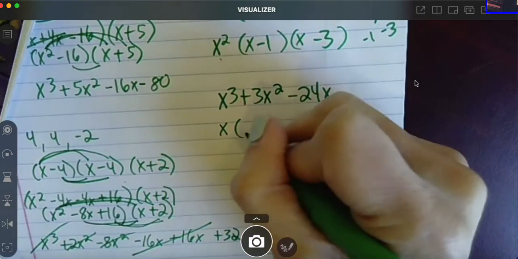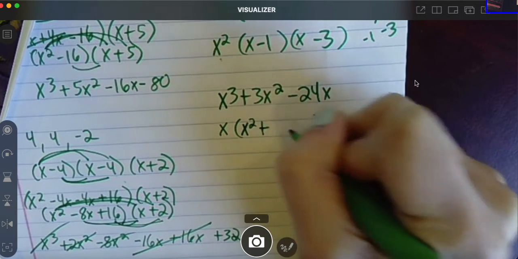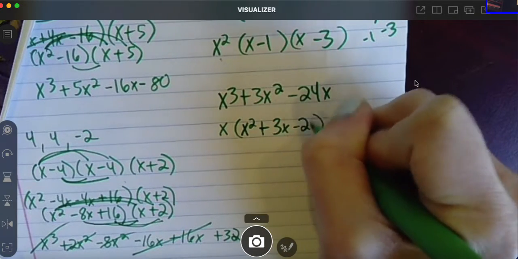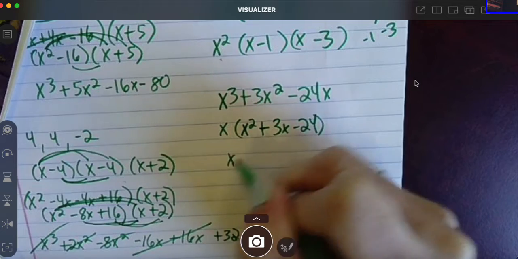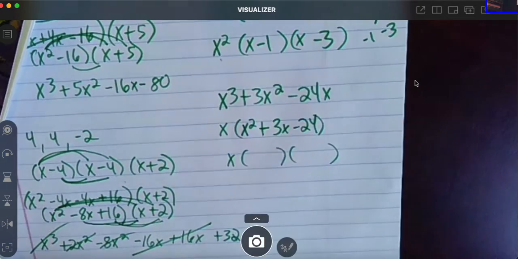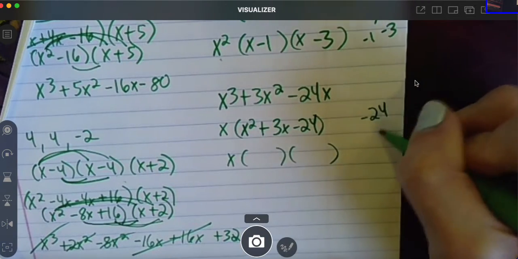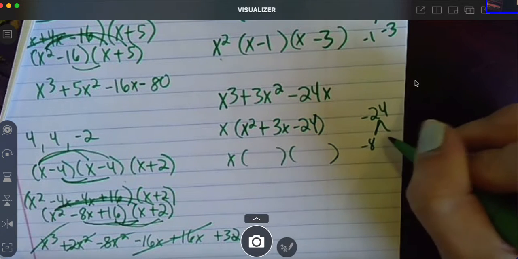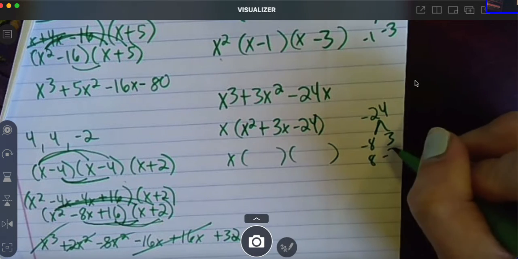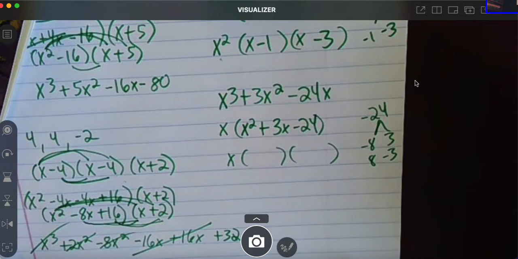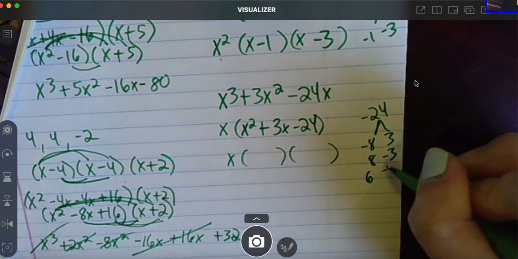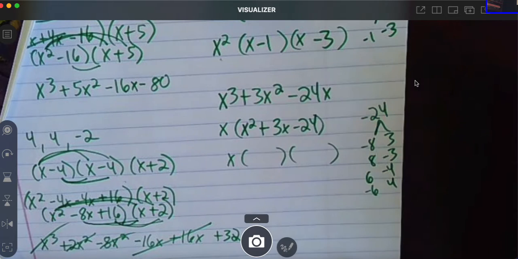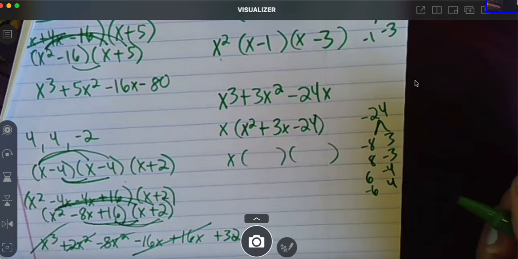So what's left over is x squared plus 3x minus 24. And then I'm going to factor. What are factors of negative 24? 8 and 3. So a negative 8 and a positive 3, or a positive 8 and a negative 3. What else? 6 and 4. And 12. None of these are adding up to 3, though.